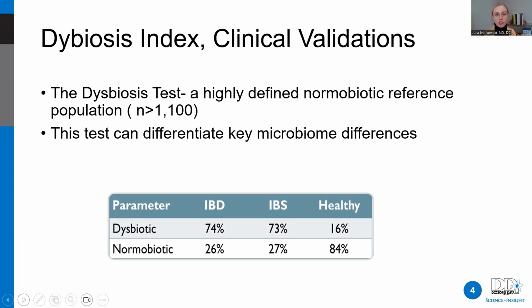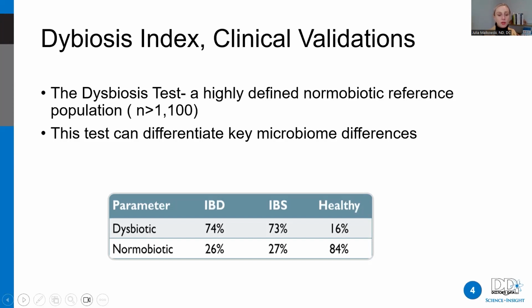That's essentially the absence of GI pathology. And then the dysbiotic gut, you have the patients that are diagnosed with IBS and IBD. So the N for this group is over 1,000. And you can see that the test is accurately able to differentiate key microbiome differences.